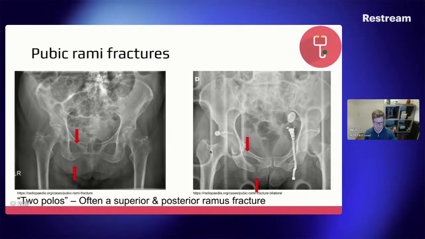Much more obvious on this one. You can see a very clear fracture of the inferior and superior rami. But actually, if you look very closely, you can also see a fracture of the inferior ramus on the contralateral side, which is arrowed here.